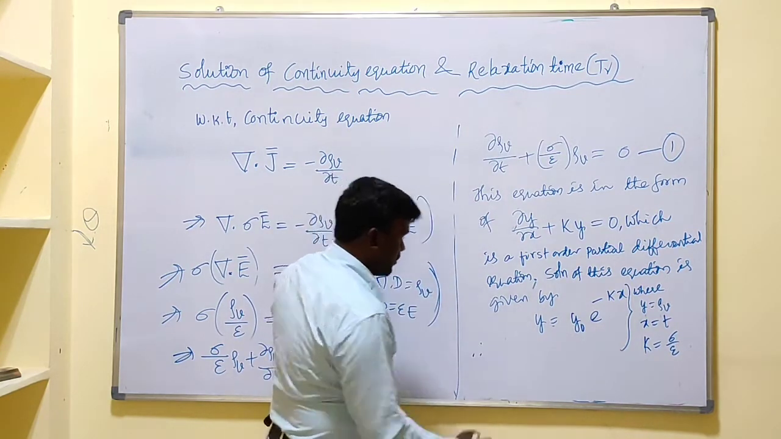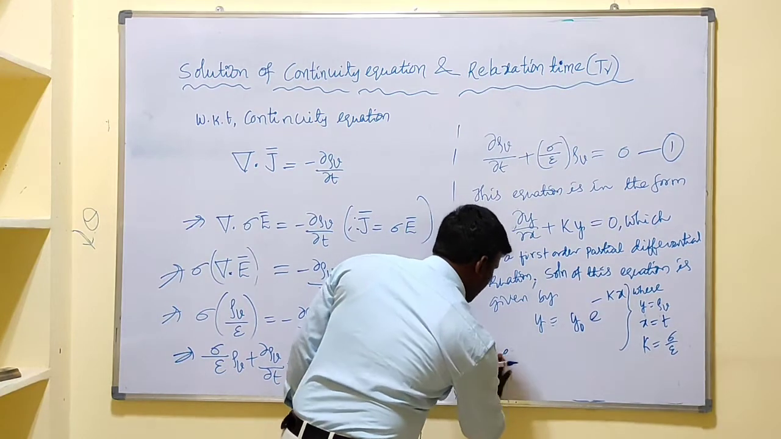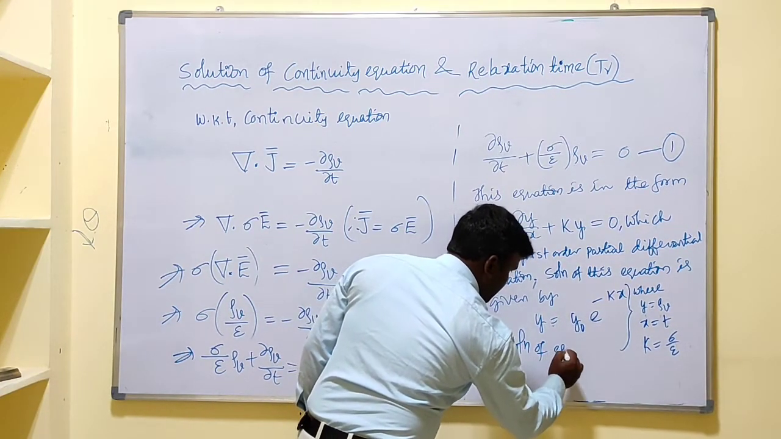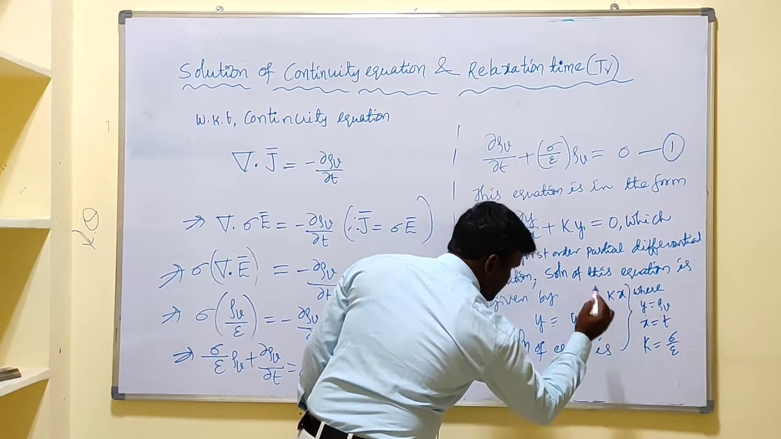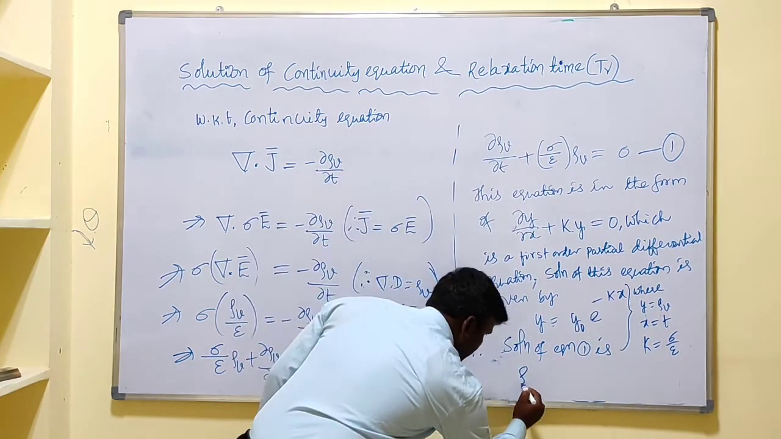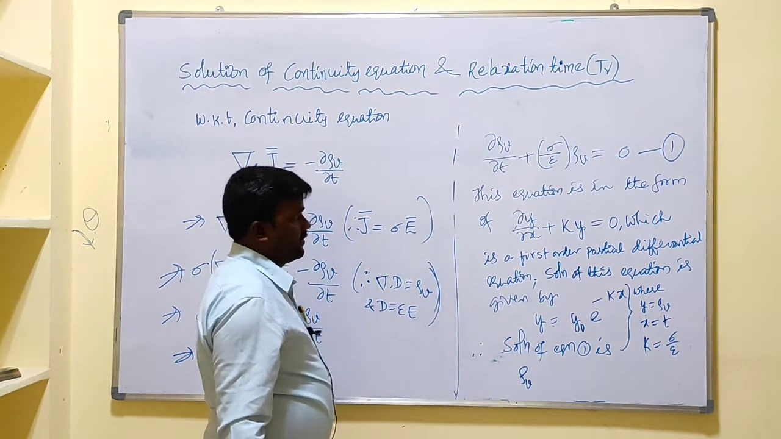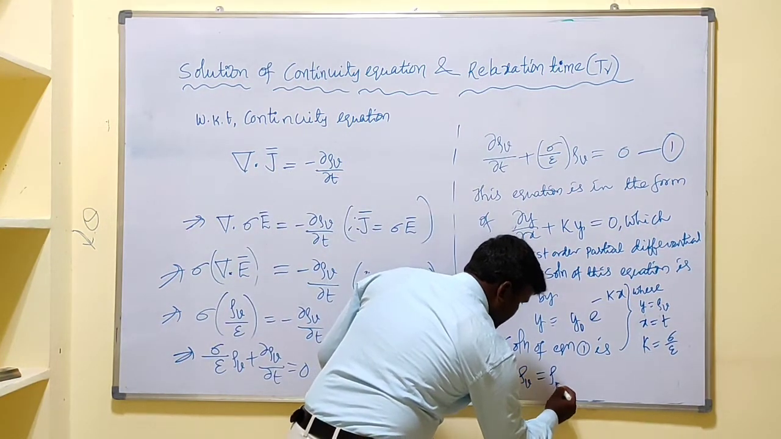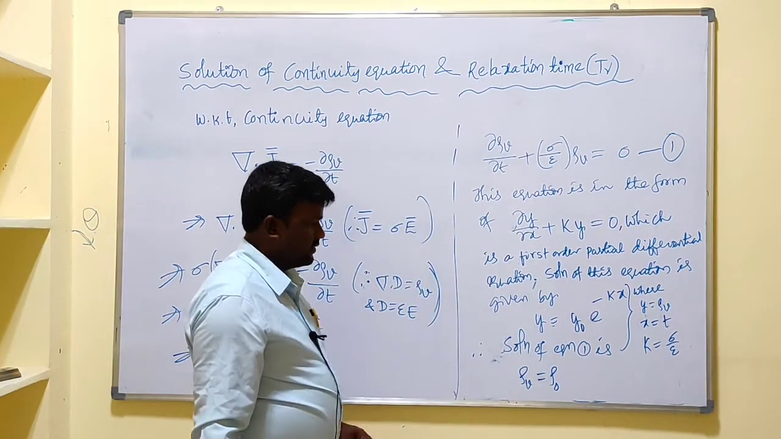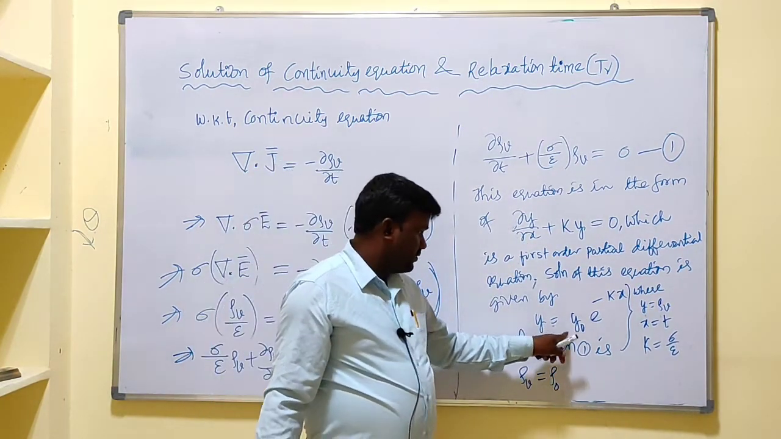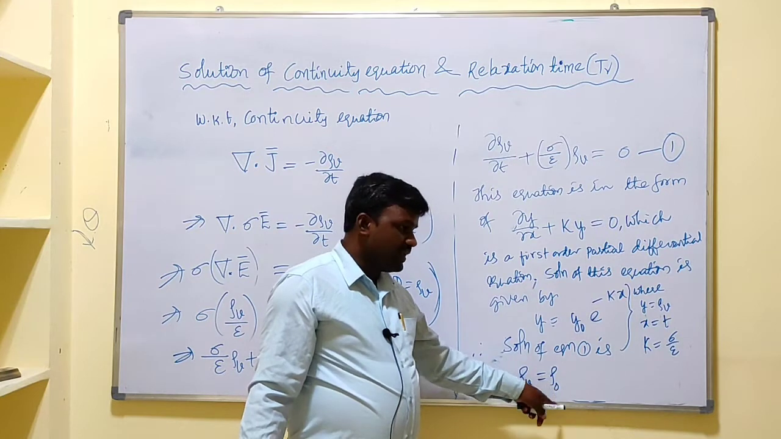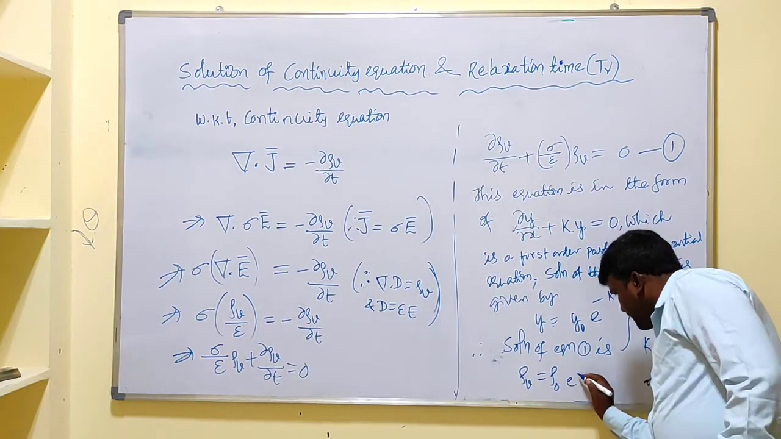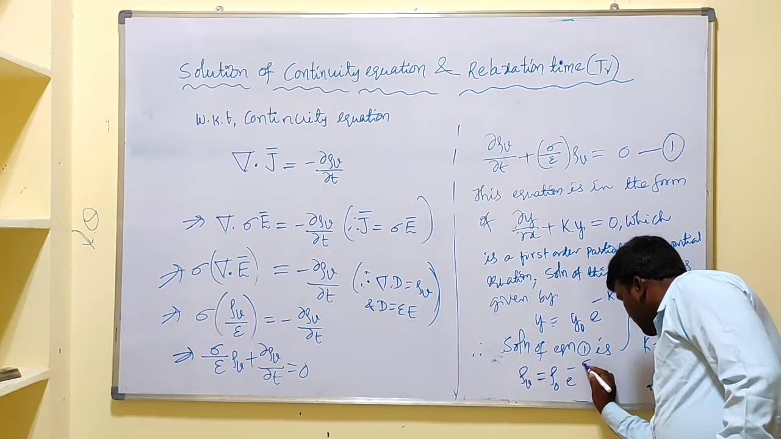Therefore, the solution is given by rho v equal to rho naught, where y naught means rho v naught, or simply rho naught, some constant, into e to the power minus k t, where k is sigma by epsilon.